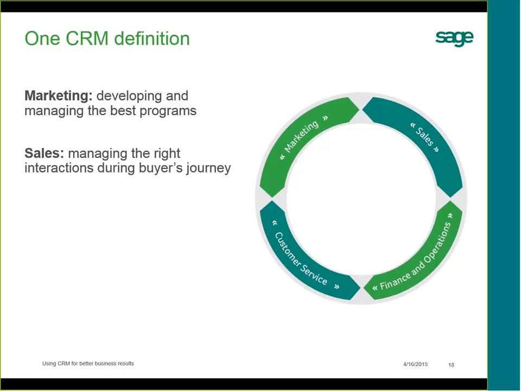For sales, managing the right interactions during the buyer's journey. For the salespeople on the line, or for anybody, the object of a company is to generate revenue. So taking prospects and converting them into new customers, being able to manage that life cycle: take a lead, follow up with the lead, qualify the lead, turn it into an opportunity, send them an order or a quote, whatever it is, and then close them and convert them to a customer.